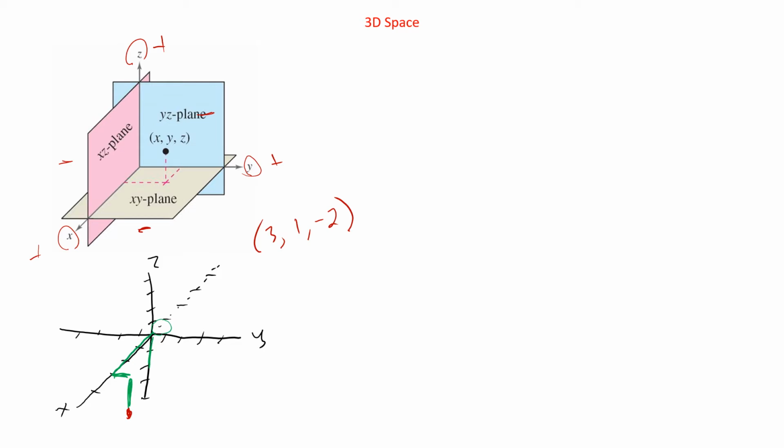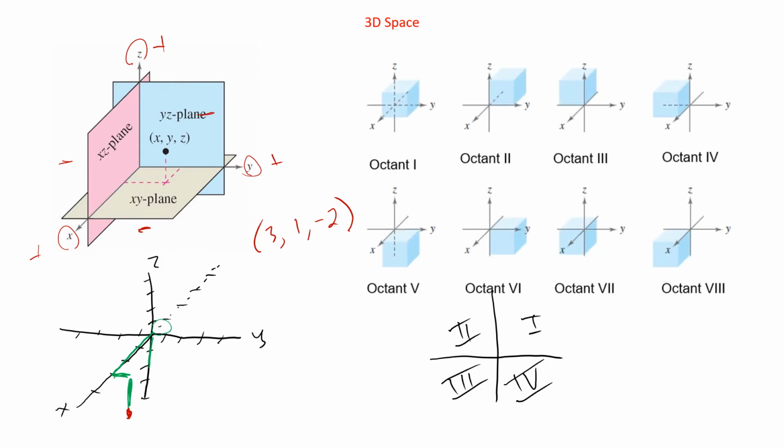The 3D space is also broken up, like 2 dimensions. The axes break the graph into 4 quadrants. And we know these. This is quadrant 1, 2, 3, 4. Well, for 3 dimensions, we have those extra axes. It breaks it up into 8 pieces, which are called octants. So the 8 octants would be these ones.